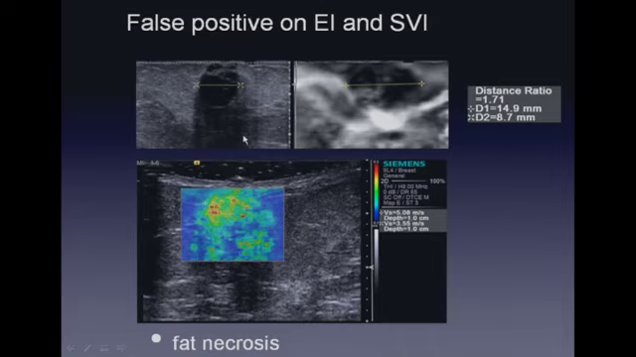We have to realize that we will never have 100% sensitivity or specificity because in our lab we have some cases that are often false positive and false negative. And one of the false positive cases that we often see is fat necrosis at some stages, which I think is usually in its early stages. It actually is a stiff lesion.